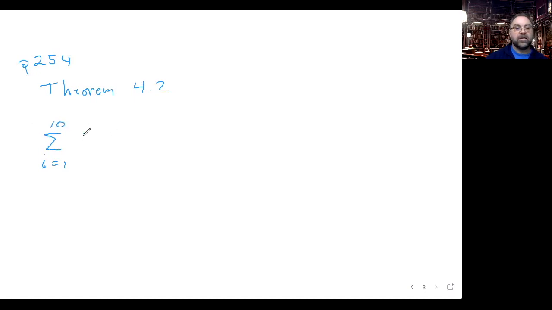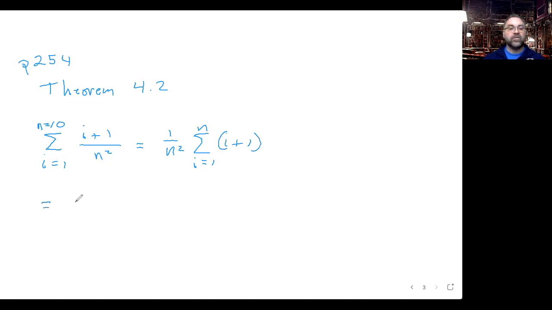And I have i plus 1 over, that's right, this was n at the top, and so it was n squared. Using the formulas that you see up above, for example, since n is a constant, we can bring that outside of our summation. And now you just have i plus 1. And then using the properties for summations, I can split that into two different summations.